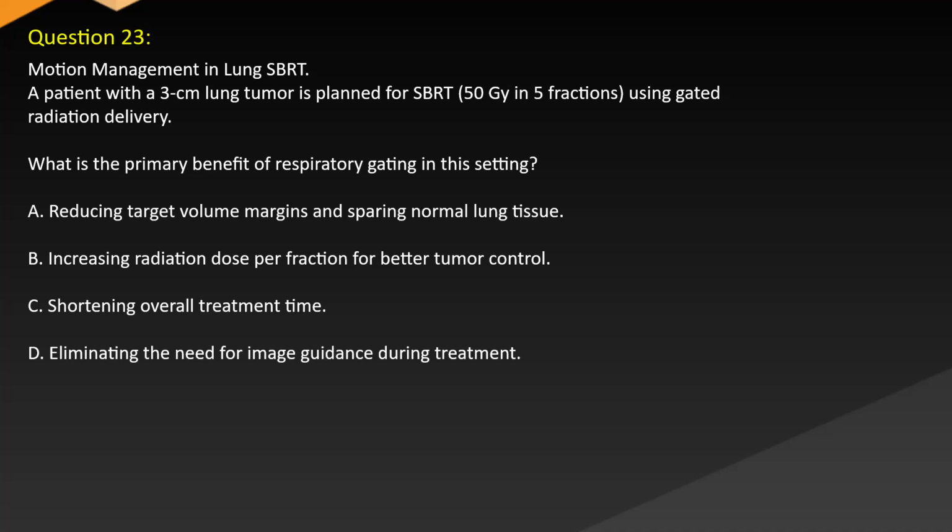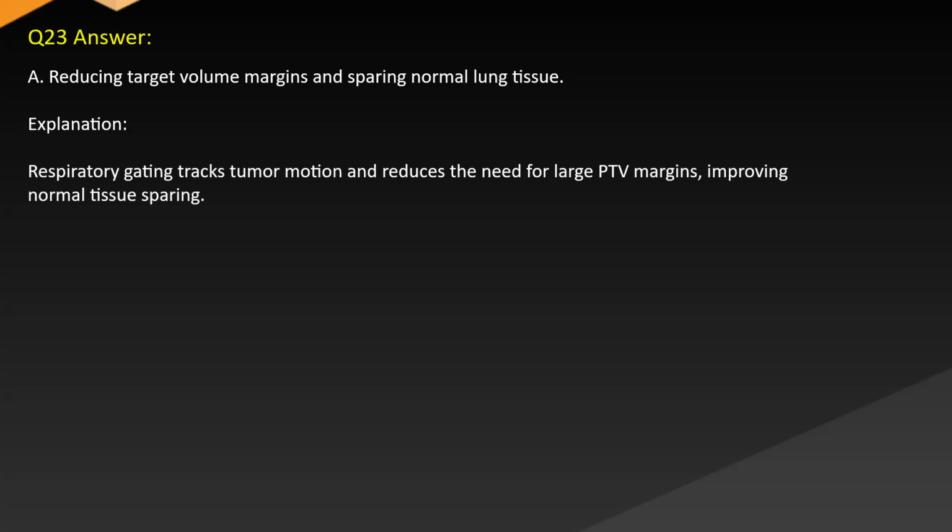Question 23. Motion management in SBRT. A patient with a 3 cm lung tumor is planned for SBRT, 50 Gy in 5 fractions, using gated radiation delivery. What is the primary benefit of respiratory gating in this setting? A. Reducing target volume margins and sparing normal lung tissue. B. Increasing radiation dose per fraction for better tumor control. C. Shortening overall treatment time. D. Eliminating the need for image guidance during treatment. Answer A. Explanation: respiratory gating tracks tumor motion and reduces the need for large PTV margins, improving normal tissue sparing.